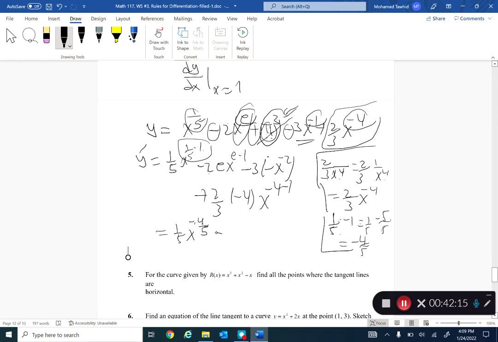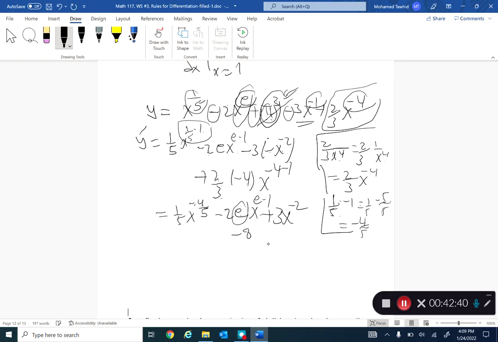Here, -2e, here e is 2.7, right? x to the power e minus 1. And here negative times negative, you get positive 3, x to the power minus 2. And here you have negative 2/3. 2/3 times -4, you get -8. Right, 2 multiplied by -4, you get -8 over 3, x to the power -5. So that is your y prime.